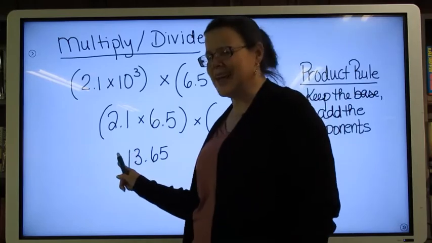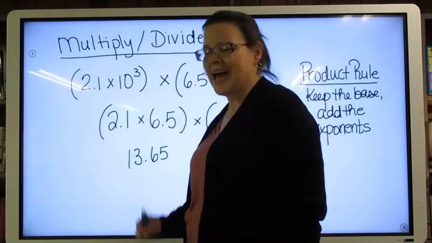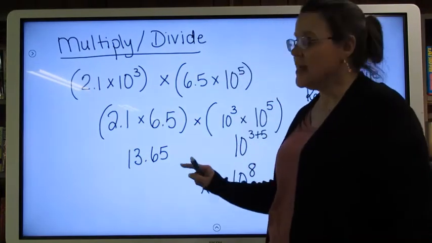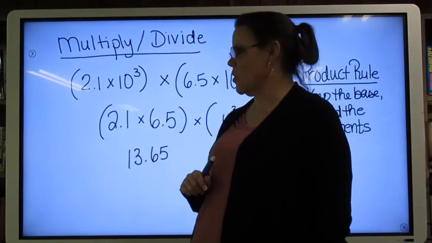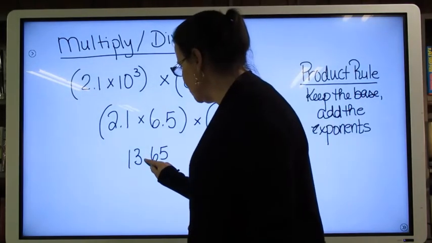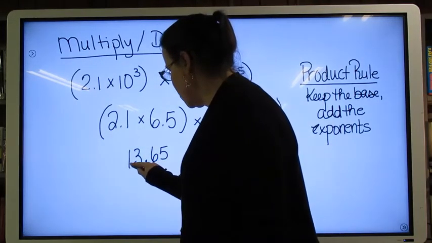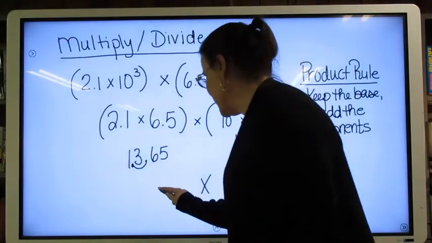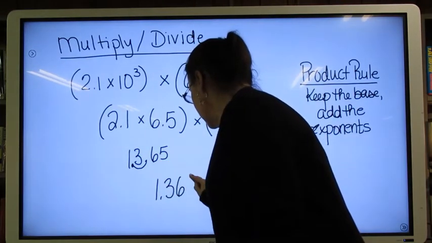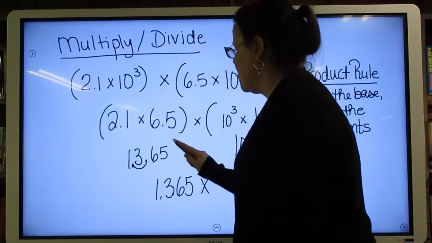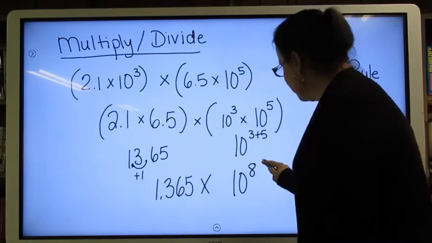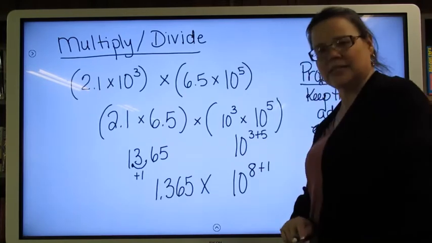This is 13. That's more than 10. You can't have that number like that. You can't say 13.65 times 10 to the 8th. That number has to be greater than or equal to 1 and less than 10. So I have to move that over one more to make it greater than 1, less than 10. However, that 1 that I moved, I have to add it to that exponent.